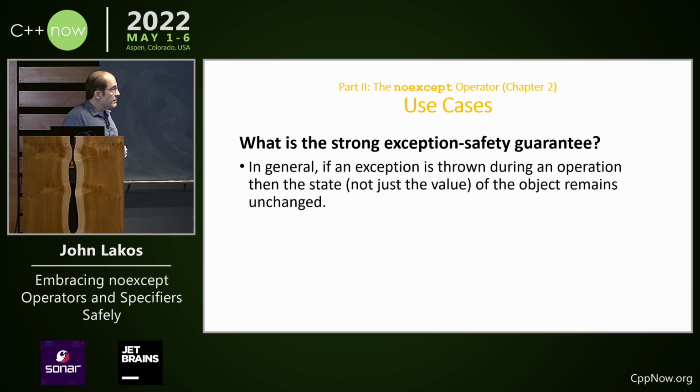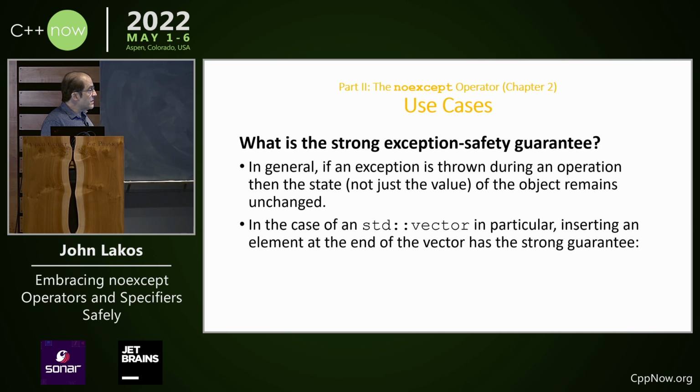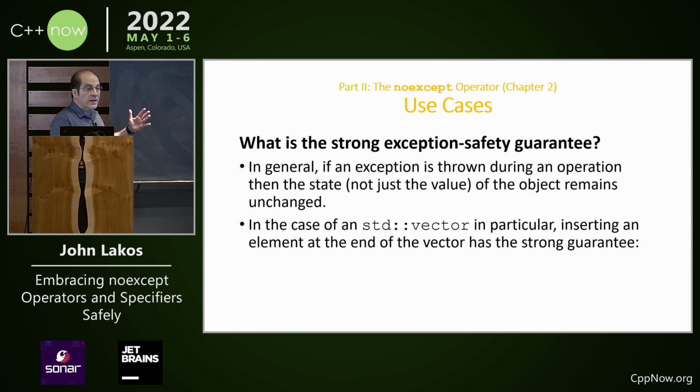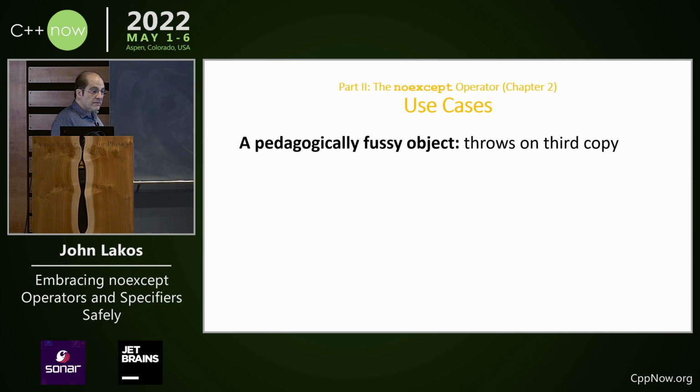What is the strong exception safety guarantee? If an exception is thrown during an operation, the entire state of the object remains as it was before. That's the idea. We can't always achieve that, sometimes things escape from the system. In the case of std::vector in particular, inserting an element at the end of the vector has the strong guarantee, whether it's insert or push_back. If you're inserting at the last element, that is the way it's defined. And there are more of them. Marshall pointed out that emplace_back is another one, and that's in the book, by the way.